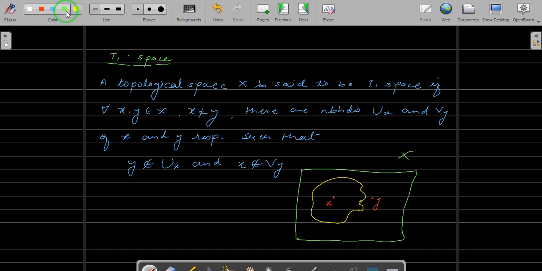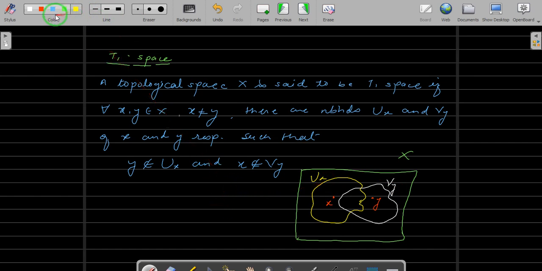And a neighborhood of y which will not contain x. It will be something like this. It may be very close to x, no problem, but y should not be in the neighborhood of x, and x should not be in the neighborhood of y. So this is how you can draw the diagram. This is Vy and this is Ux.